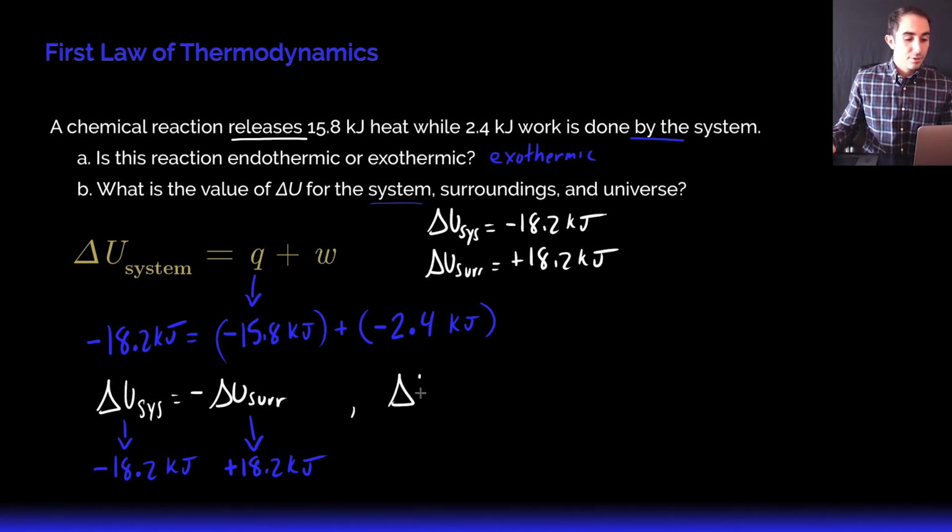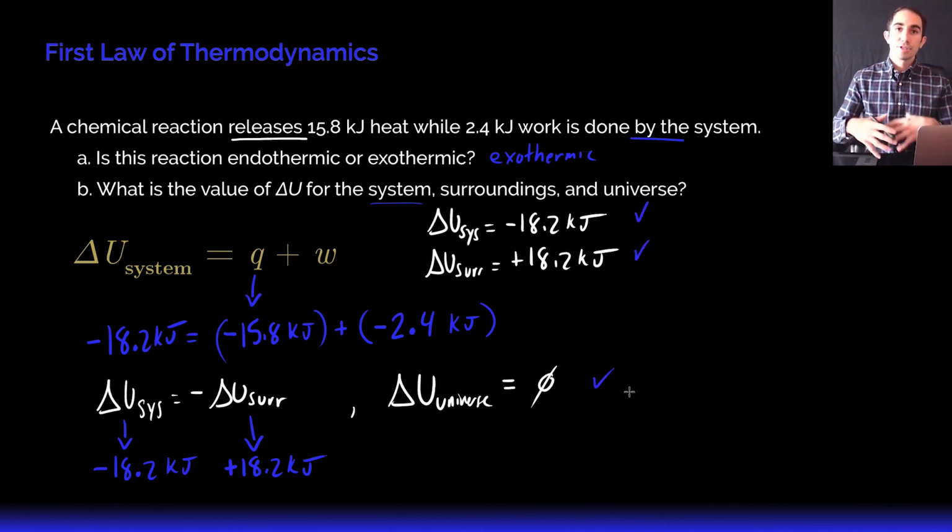Now, our delta U of the universe, we can look at it from two different ways. We can actually calculate it now that we have delta U of the system and delta U of the surroundings. It is just going to be the sum of those numbers. But we also know that it is just always going to be equal to 0. And so these are our three answers here. And so this video was just a gentle introduction to thermodynamics, but I want you to be able to think about how we can use vocabulary to tell you whether a reaction is endothermic or exothermic, and how we can use these equations to actually calculate delta U of the system, delta U of the surroundings, and delta U of the universe.